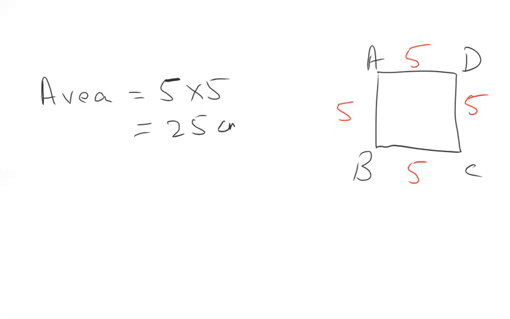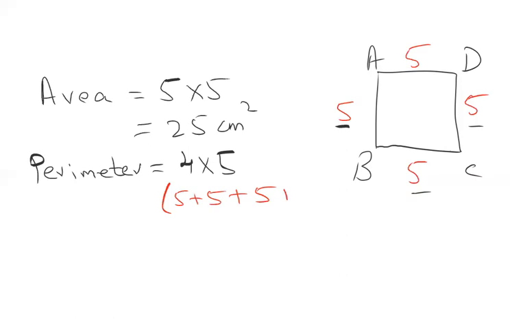Now if I ask you to find the perimeter, if this question is given to you, you will add this. You will write 5 plus 5 plus 5 plus 5. Can I write it as 4 times 5? Because you've added 5 four times. This is also written as 5 plus 5 plus 5 plus 5, 4 times you did, right, is equal to 20 centimeter. The unit for the area is centimeter squared, because I multiplied centimeter into centimeter.